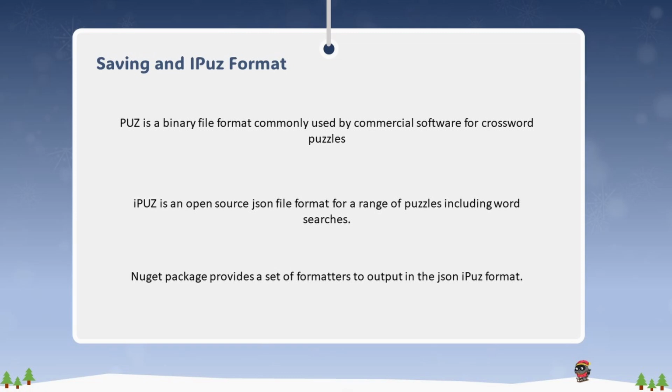The PUZ format is a commercial format used mainly for crossword puzzles. And someone came up with the idea of creating an open format called IPUZ that supports crosswords but also supports a range of other formats, including word searches. The NuGet package provides formatters to output the JSON in the IPUZ format. So if you are interested in this, do take a deeper look at the source code in GitHub.